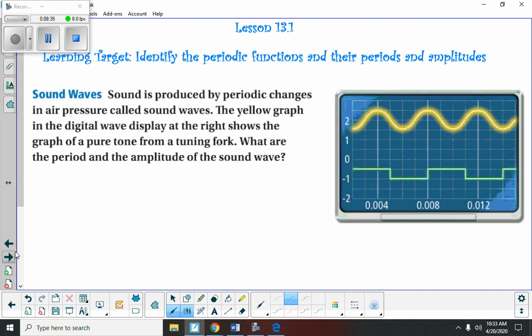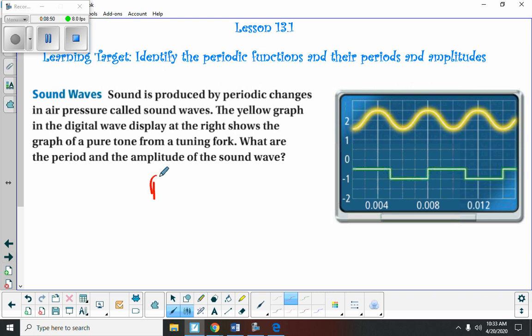All right, next one says, sound is produced by periodic changes in air pressure called sound waves. The yellow graph in the digital wave display at the right shows the graph of a pure tone from a tuning fork. What are the period and the amplitude of the sound wave?